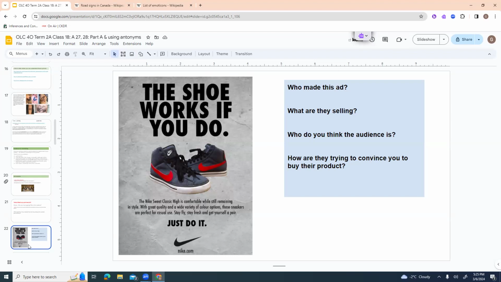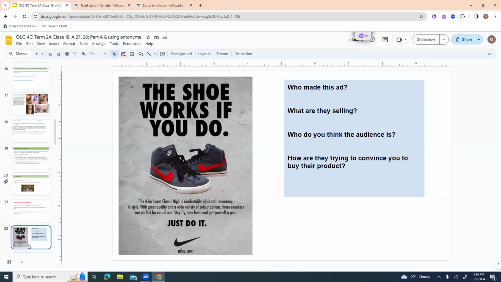I don't know. The Nike Sweet Classic High is comfortable while still remaining in style. With great quality and a wide variety of color options, these sneakers are perfect for casual use. Stay fly, stay fresh, and get yourself a pair. Just do it. Nike.com. Okay, so who's selling the ad? Nike. What are they selling? These particular shoes. Who is the audience?